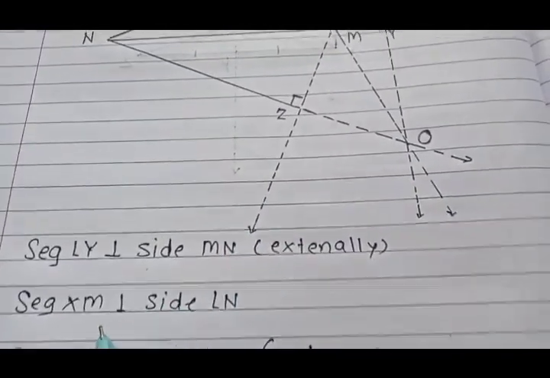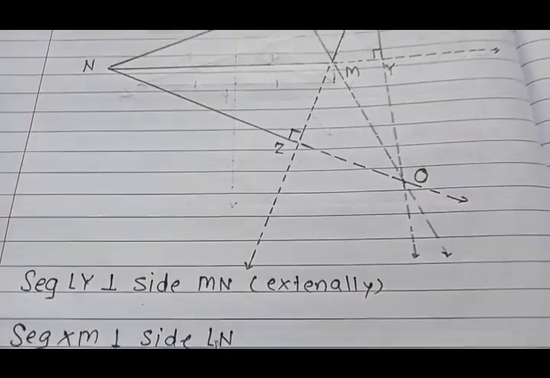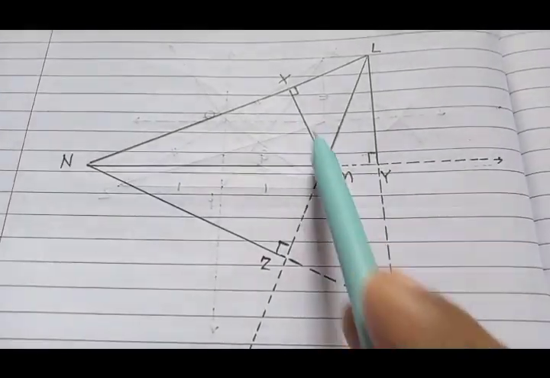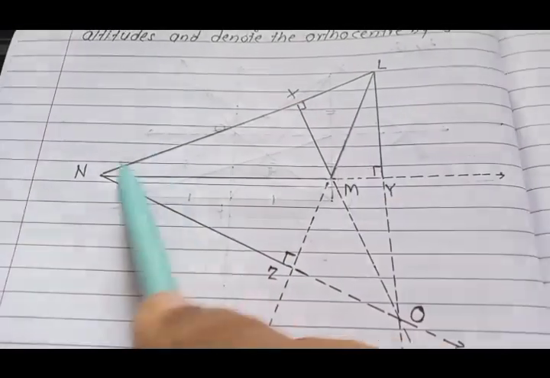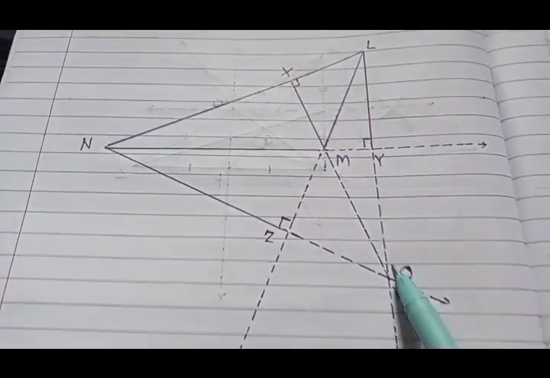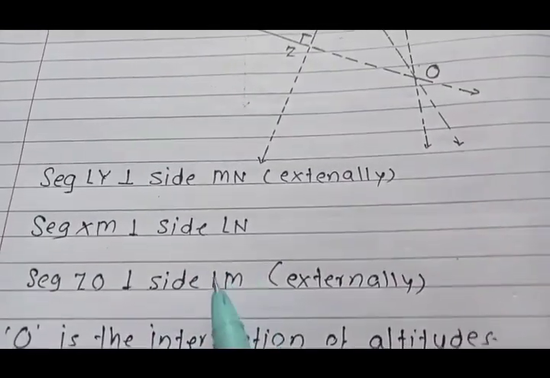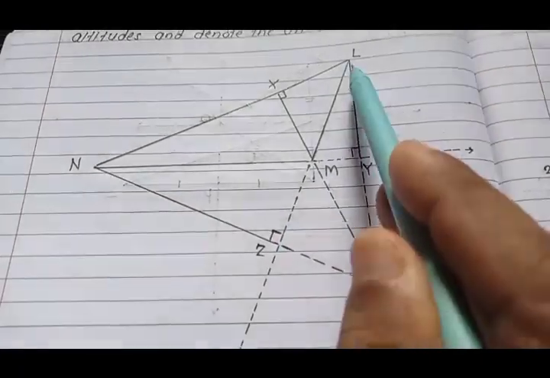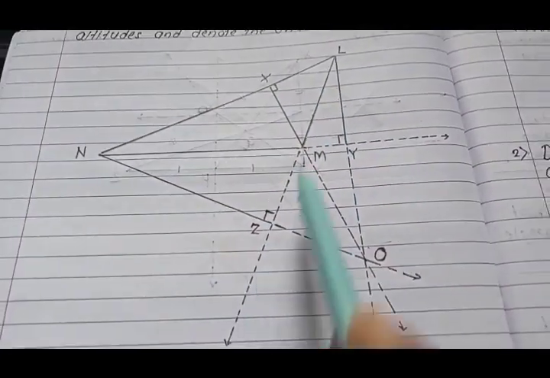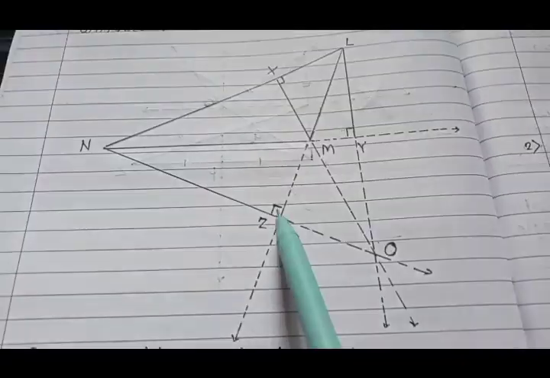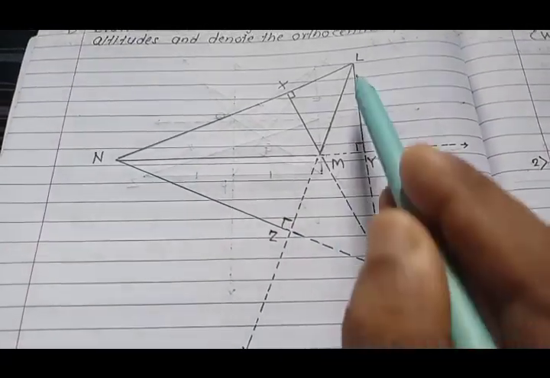Then second, segment XM is perpendicular to side LN, this one. Then third, segment ZO is perpendicular to side LM, this one.